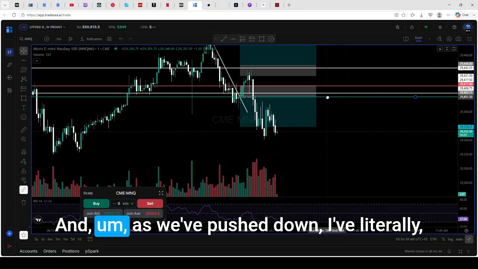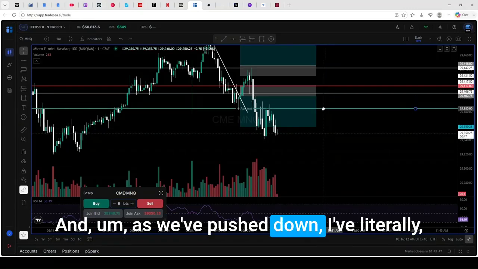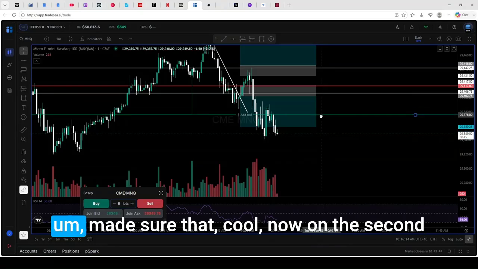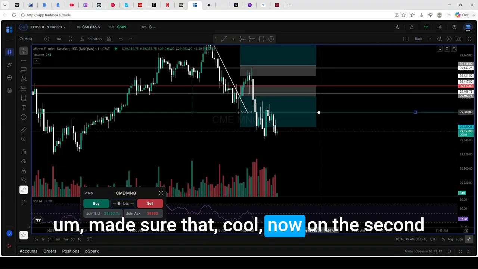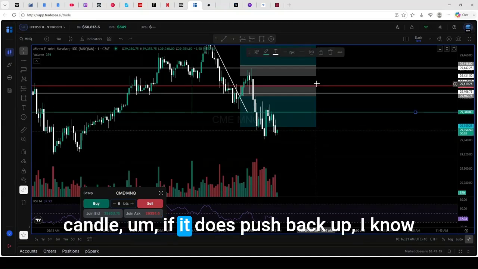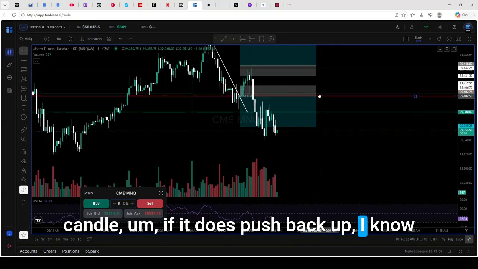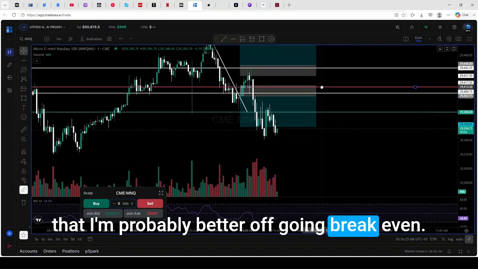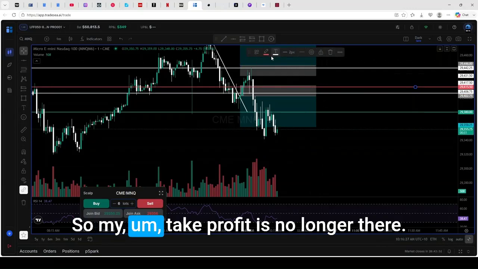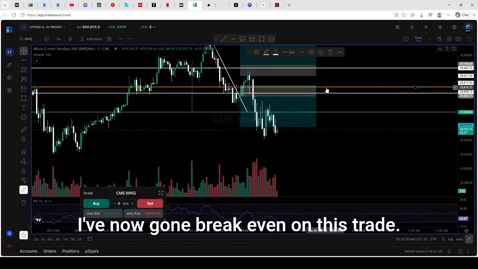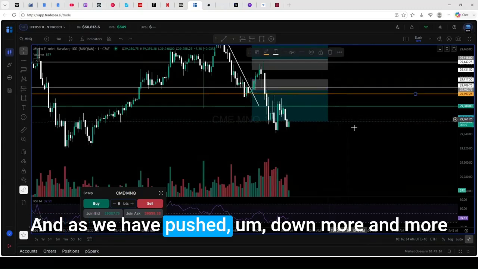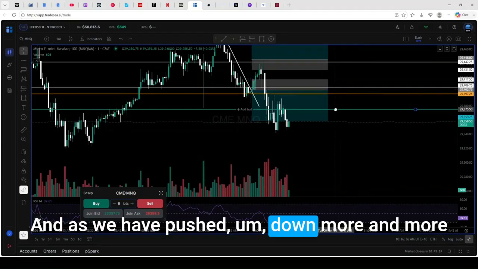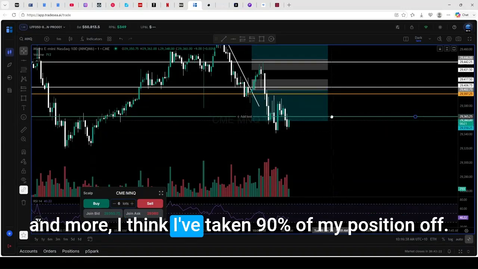And as we've pushed down, I've made sure that, cool, now on the second candle, if it does push back up, I know that I'm probably better off going break even. So my take profit is no longer there. I've now gone break even on this trade, and as we have pushed down more and more, I think I've taken 90% of my position off.